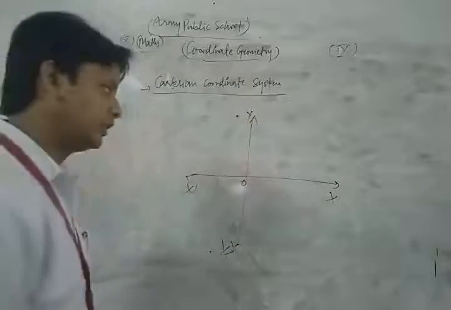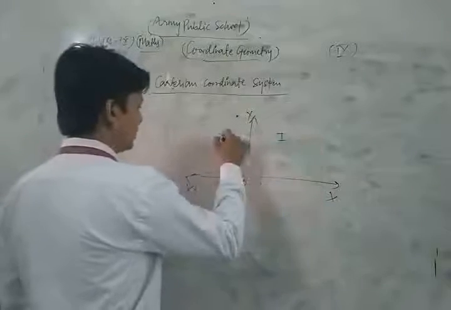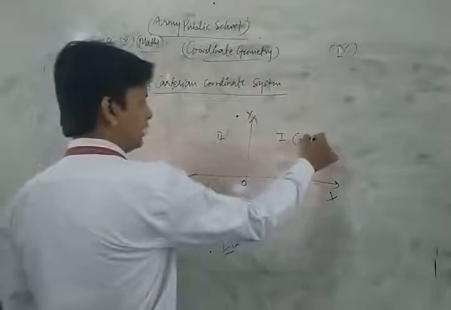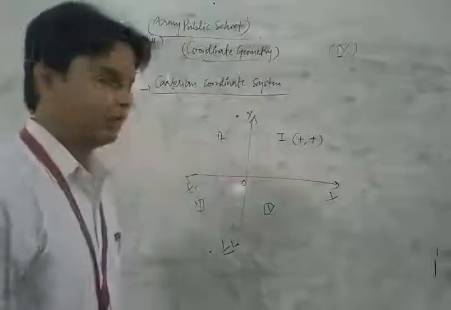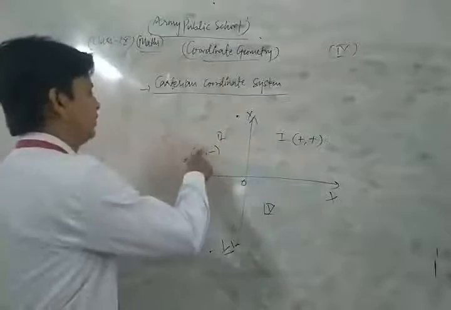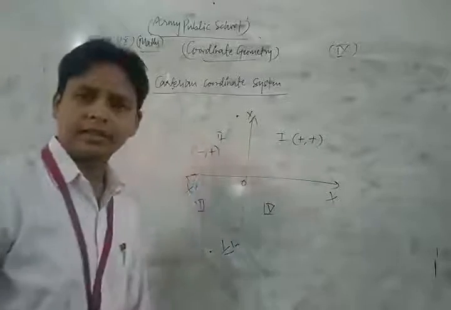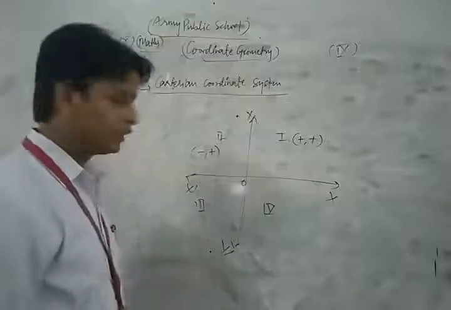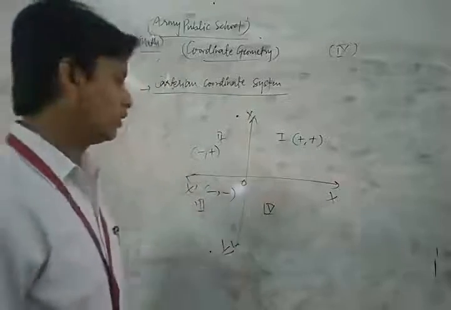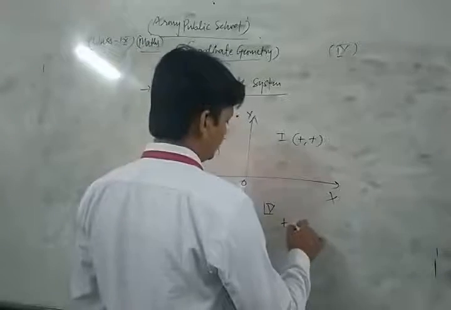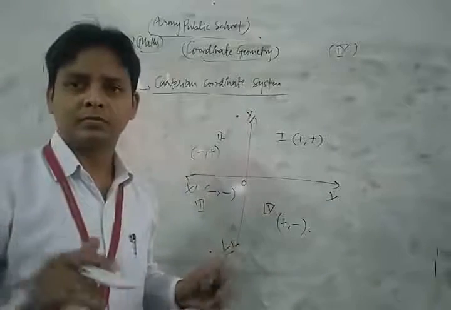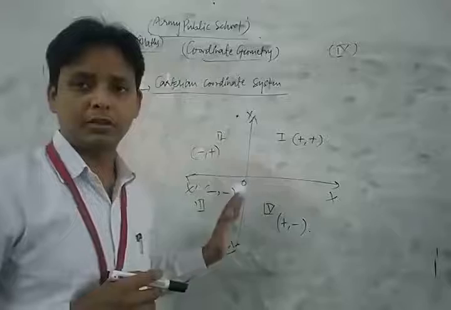In that we discussed all the important coordinates, like the first quadrant, second quadrant, third quadrant, and fourth quadrant. In the first quadrant, abscissa and ordinate both are positive. In the second quadrant, abscissa is negative but ordinate is positive. In the third quadrant both are negative. And in the fourth quadrant abscissa is positive but ordinate is negative. This is one of the most important concepts related to that chapter.